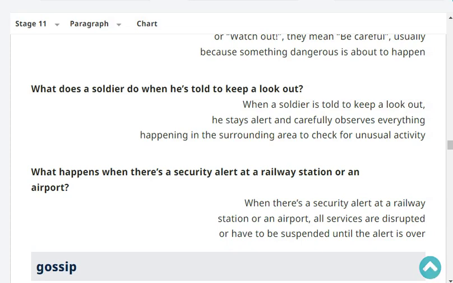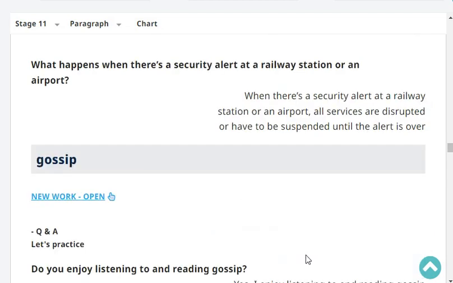Very good. What happens when there's a security alert at a railway station or an airport? When there is a security alert at a railway station or an airport, all services are disrupted or have to be suspended until the alert is over. Very good.